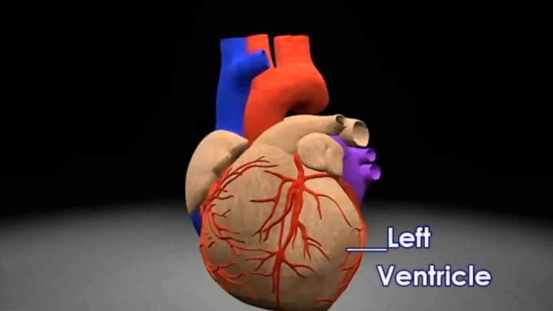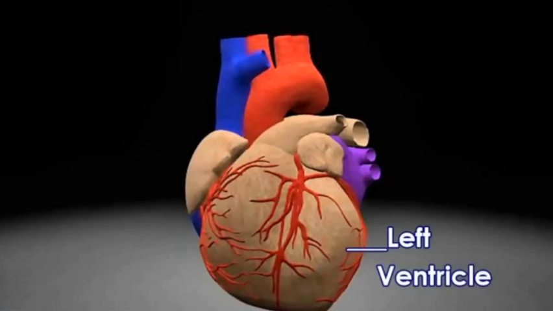Left ventricle. The left ventricle is one of 4 chambers, 2 atria and 2 ventricles, in the human heart. It receives oxygenated blood from the left atrium via the mitral valve and pumps it into the aorta via the aortic valve.